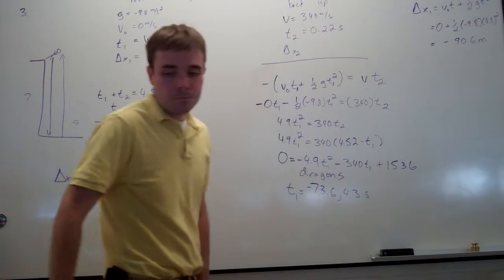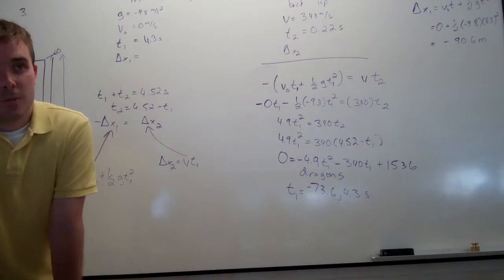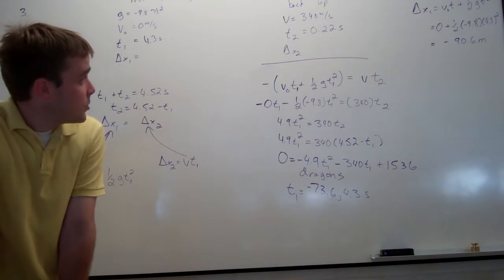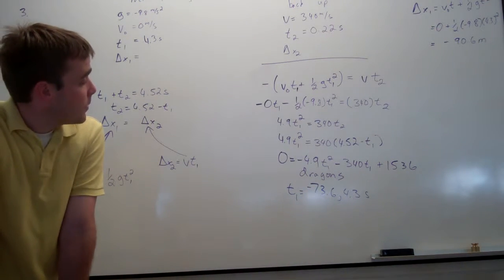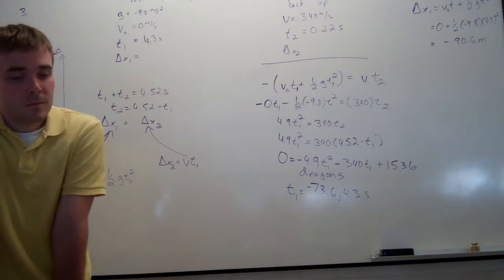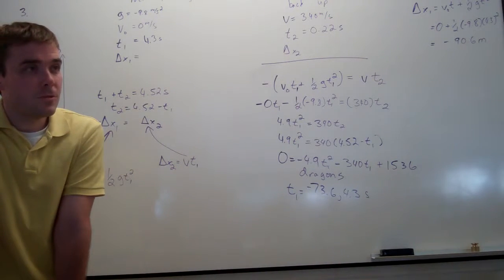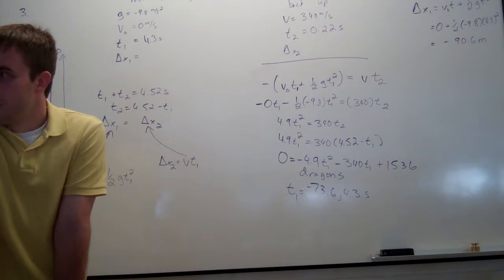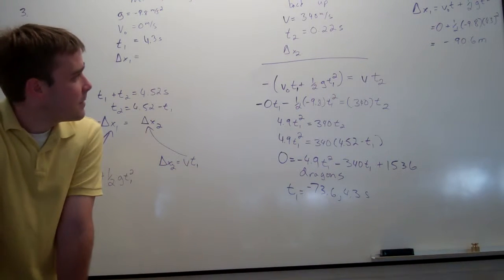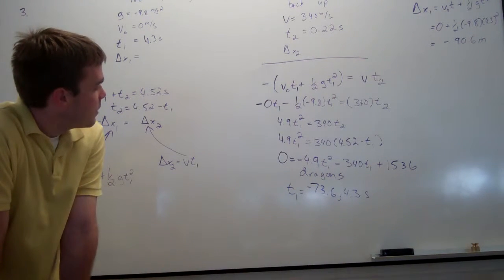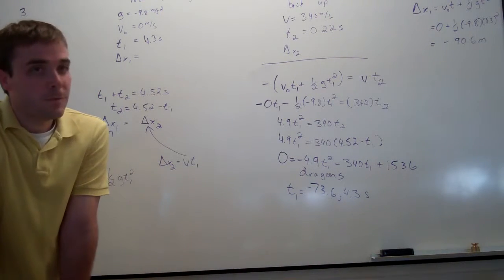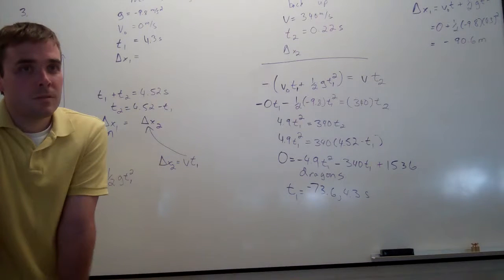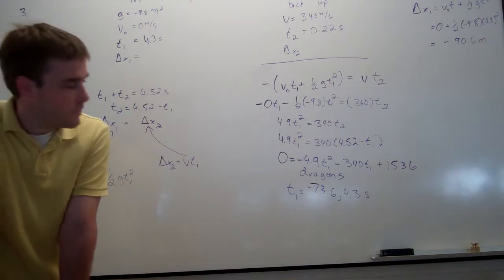Alright. Any questions on that one? And we can also check it. Somebody do 0.22 times 340 and see what you get. Should be somewhere very close to that. We must have... Did you round up to 4.3? Yeah. It was 4.26.